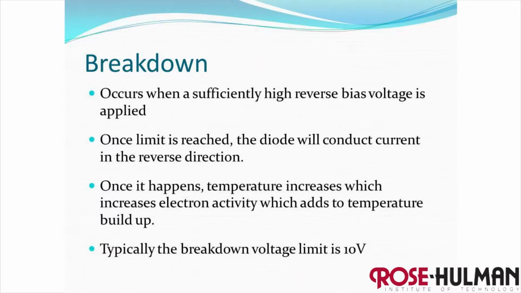Breakdown occurs when a sufficiently high reverse bias voltage is applied. Once reached, the diode will conduct current in the reverse direction. This means that holes and electrons will start combining again. When this happens, the temperature will also increase greatly. The rising temperature contributes to the speedup of the combination process, causing the current produced to increase exponentially. This process will continue until the components in the diode melt and break. Typically, the voltage limit is about 10 volts.